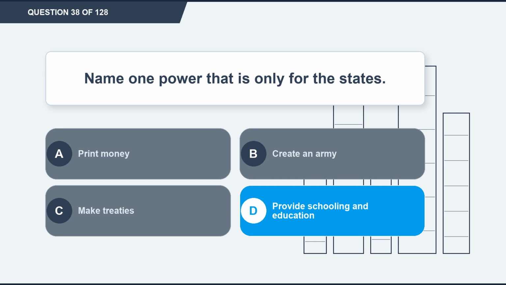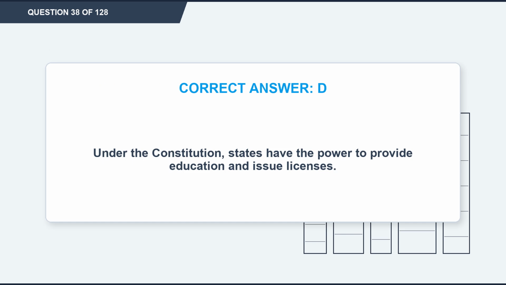Provide schooling and education. Explanation. Under the Constitution, states have the power to provide education and issue licenses.